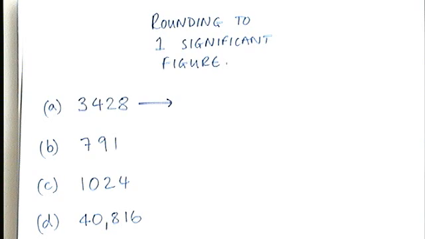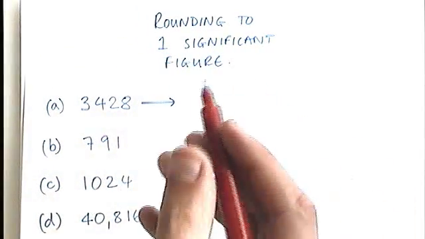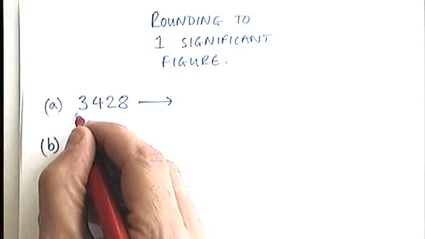So we're going to have a go at rounding each of these numbers to one significant figure. I'm going to take the number here, and over here I'm going to write down what I round it to. So this 3,428: the thing about rounding to one significant figure, you've got to first of all identify your first significant figure, and significant figures are any digits at the start of your number which are not zeros. So the first significant digit in my number is the 3.